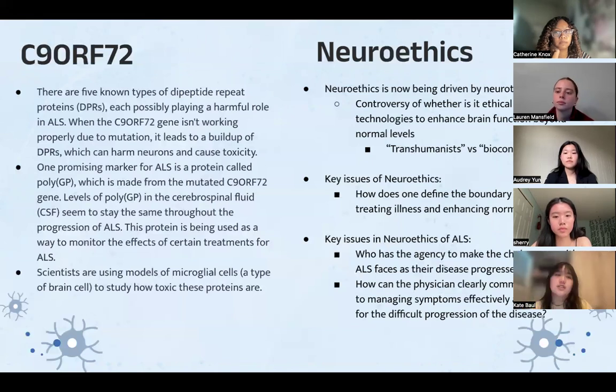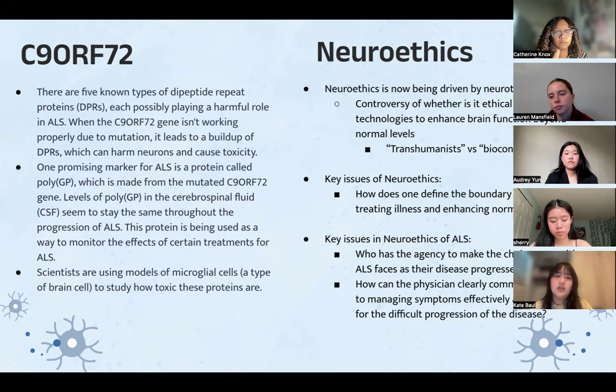Now, specific results for the C9ORF72 gene are that there are 5 known types of dipeptide repeat proteins, each possibly playing a pivotal role in ALS. When the gene isn't working properly due to mutation, it leads to a buildup of DPRs, which can harm neurons and cause toxicity.